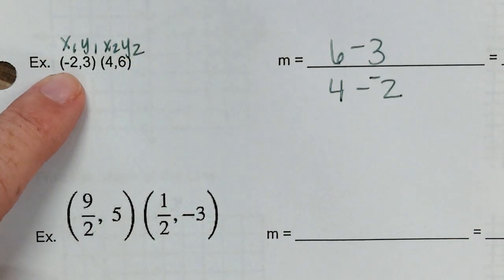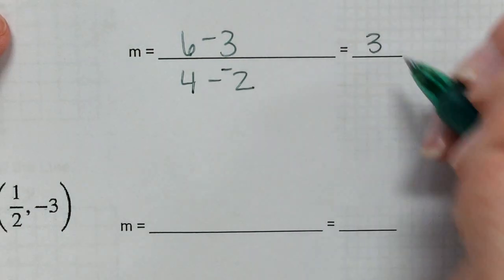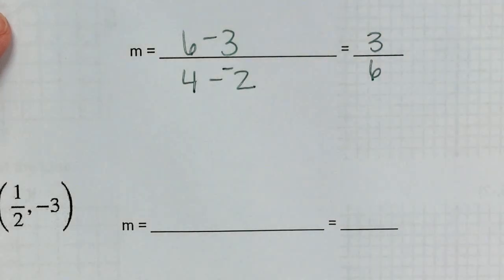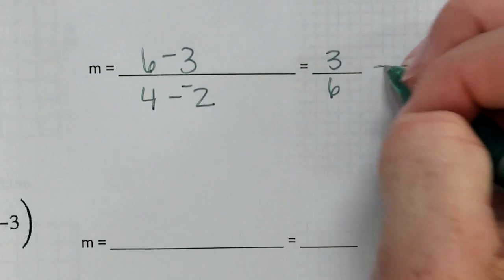All right, 6 minus 3 is 3, and 4 minus negative 2 is 6. Is that a good answer? No. Why not? It can be simplified. So 3 divided by 6 is really a half.